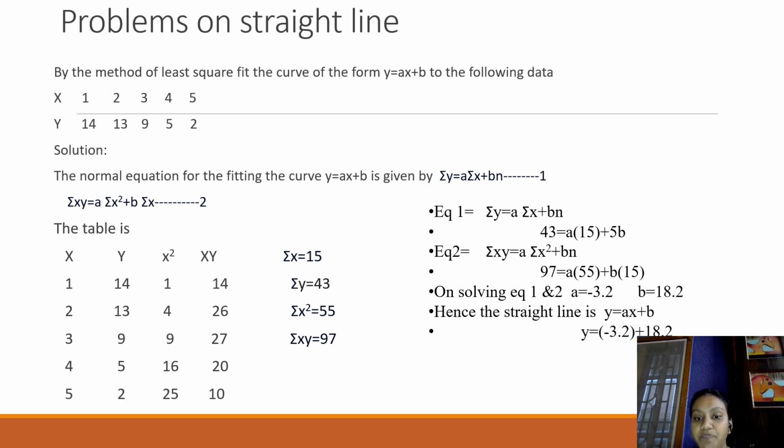On solving both equations 1 and 2, we get a = -3.2 and b = 18.2. Hence, the straight line equation, which is y = ax + b, will be given by y = -3.2x + 18.2.